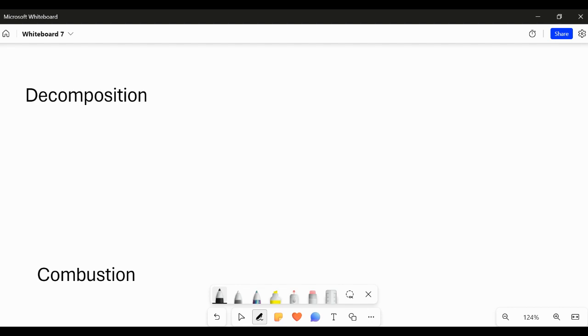The next one we're going to work on is decomposition. Decomposition is very much the exact opposite of synthesis. Synthesis was two reactants combining to make one product. In decomposition, you have one reactant, one compound, splitting apart to make two different products. So the generic equation is going to look like the reverse of the previous one.